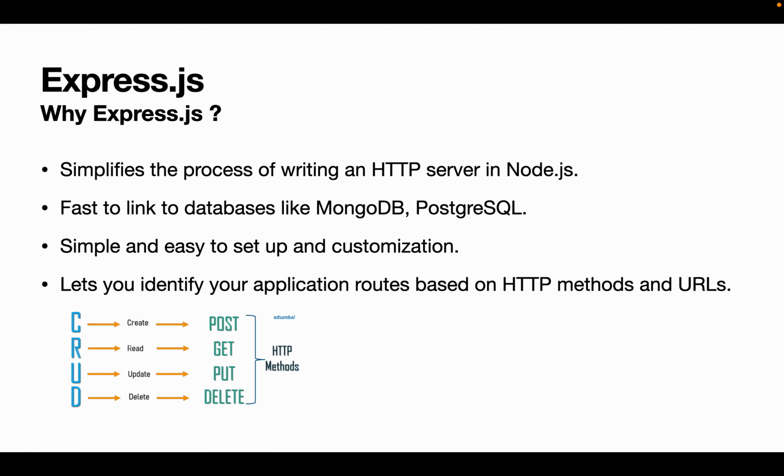What are the HTTP methods? HTTP methods are post, get, put, and delete. And we use them to do CRUD operations. What's CRUD? These are the operations such as create, read, update, and delete. And we use the post method for creating data, the get method for reading data, the put method for updating data, and the delete method for deleting data.